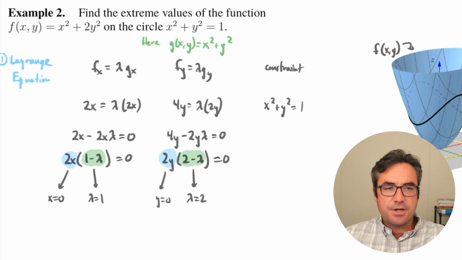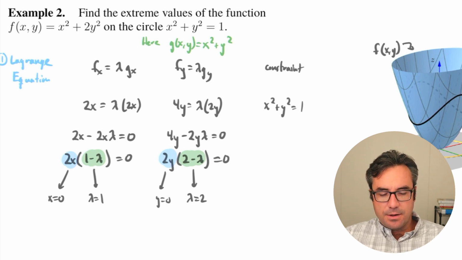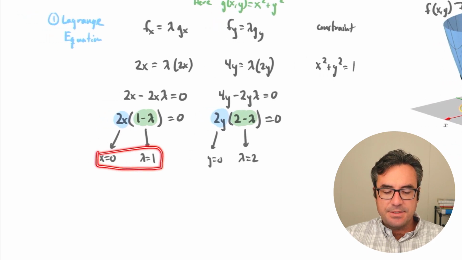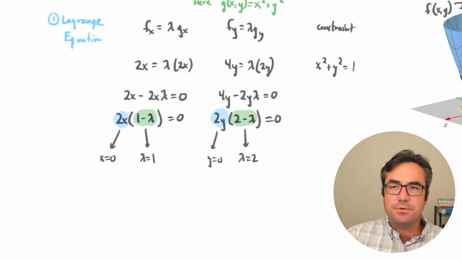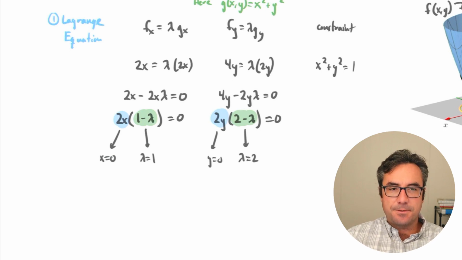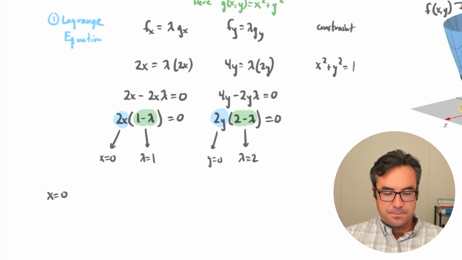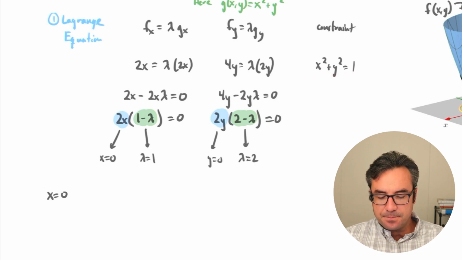All right, so let's start with our x equal to 0. Let's take each of these results that we got and see if we can extract out what the coordinates are. So let's start with x equals 0. If x is equal to 0, we can go to our constraint equation. That's the one equation we haven't used yet.